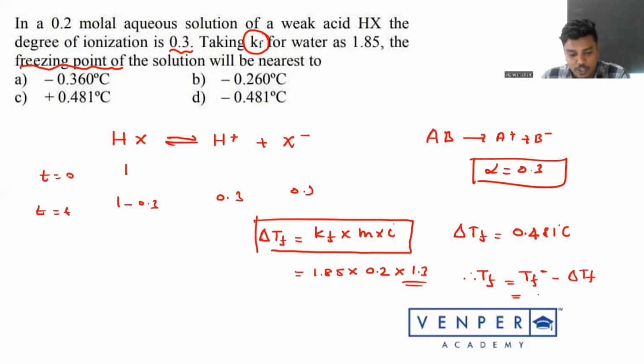What should Tf naught be? 0 degree, right? Therefore, 0 minus 0.4. What is the answer now? The answer is around minus 0.481 degrees. Okay, option B is correct.